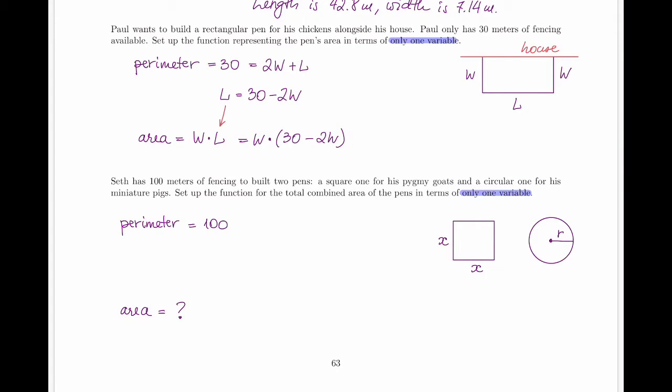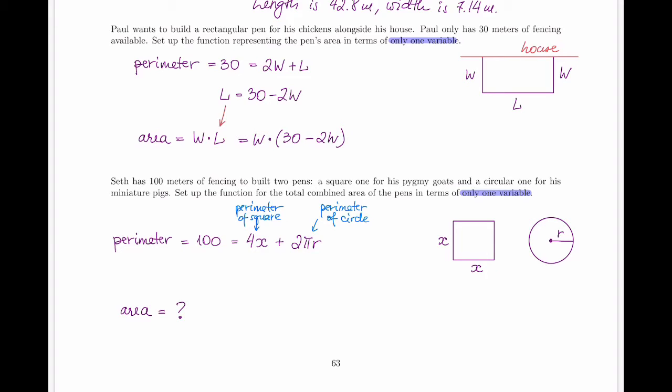So the total perimeter has to be 100 meters, and that means it's going to have to be the perimeter of a square, which is all the way around. So 4 sides, each of length x, is 4x, plus the perimeter of the circle. The perimeter of the circle, or the fencing that one would need to build a circle with, is the length of the circumference, 2 pi r. Let me just annotate this a little bit by making it very clear that this is the perimeter of the square, and the second one is the perimeter of the circle.